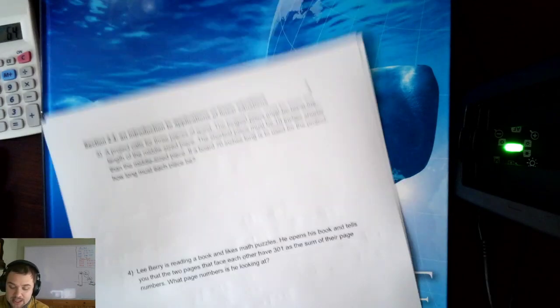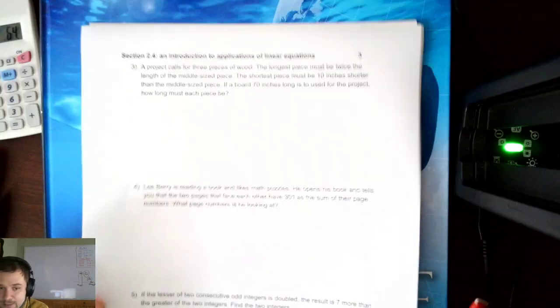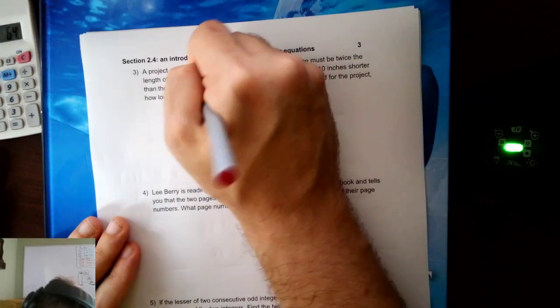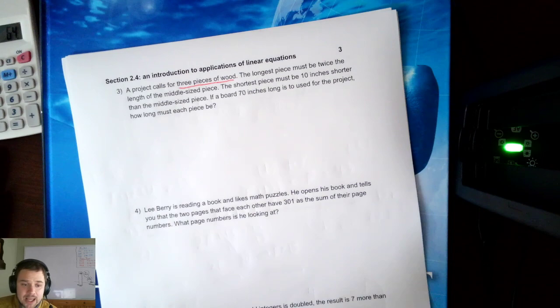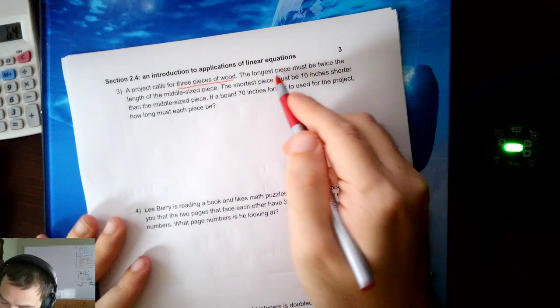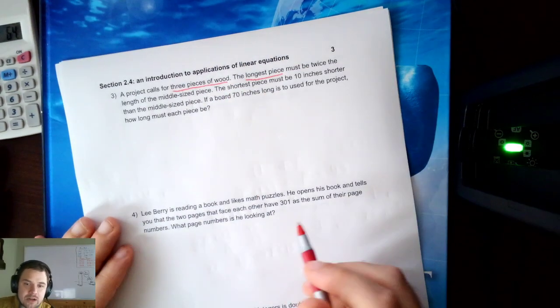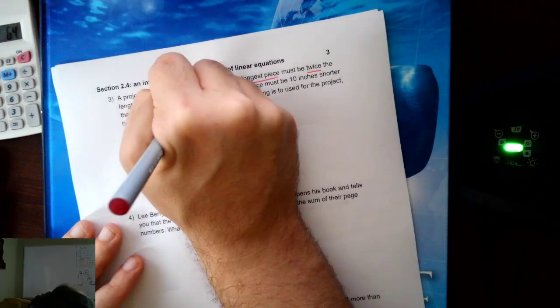How about an example of cutting some boards up? We're going to have a project involving some lumber. So a project calls for 3 pieces of wood, right? So I'm going to cut a board. I got a board, I'm going to cut it into 3 pieces, right? The longest piece, so I already know there's going to be a piece that's bigger than the rest, must be twice the middle-sized piece.